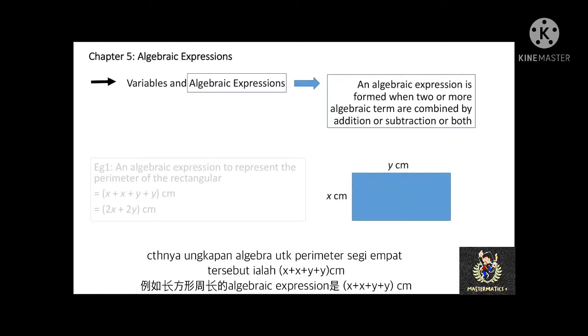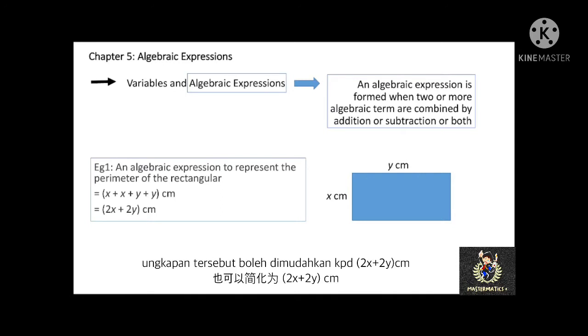Normally, when we calculate the perimeter of a rectangle, we will just sum up all the outer lengths, but what we have now is some unknown values x and y. Therefore, we need to use an algebraic expression to represent the perimeter of the rectangle, which is x cm plus x cm plus y cm plus y cm. x plus x equals 2x, y plus y equals 2y. Therefore, this algebraic expression can be simplified into 2x plus 2y cm.